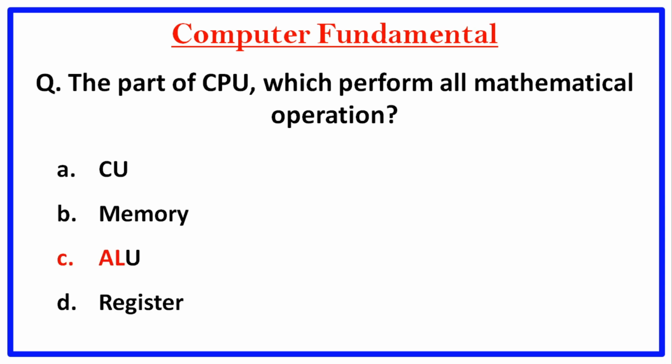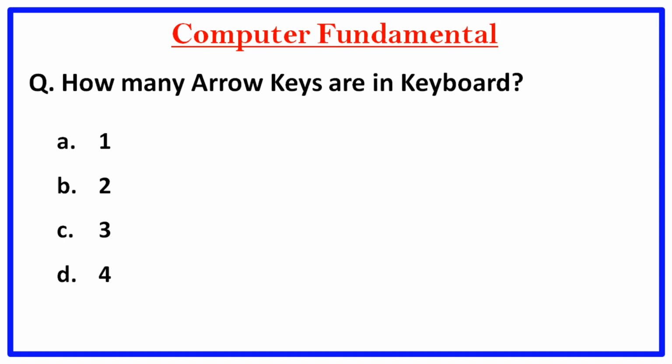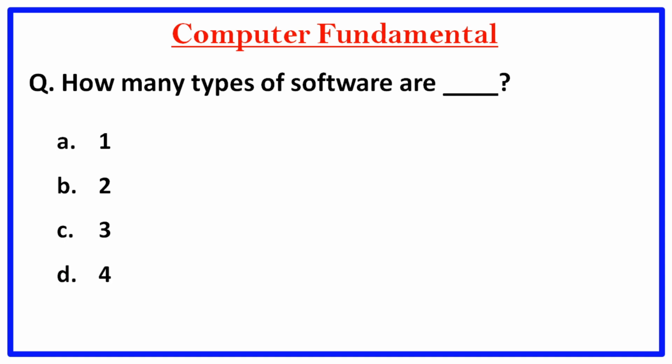Next question, the part of CPU which performs all mathematical operation. Right answer is ALU. Next question, how many arrow keys are in keyboard? Right answer is options D, 4. Next question, how many types of softwares are? Right answer is options B, 2.